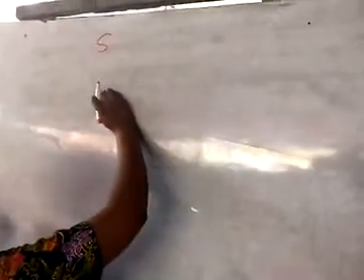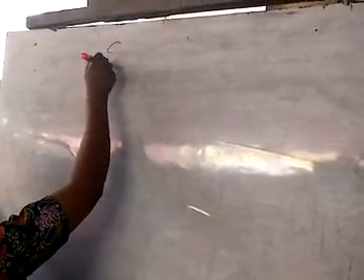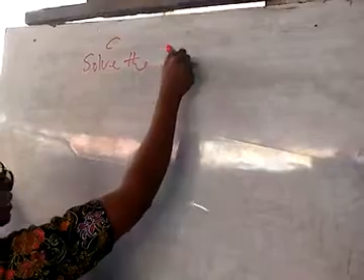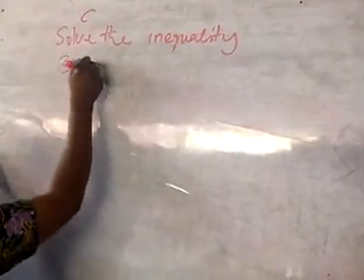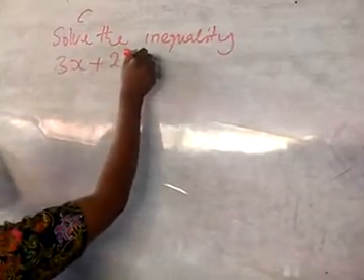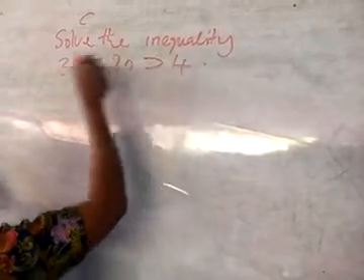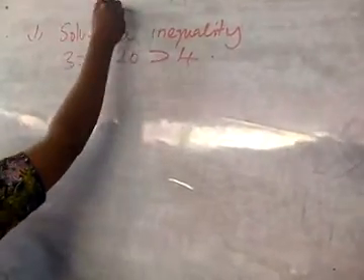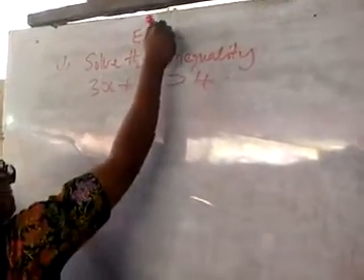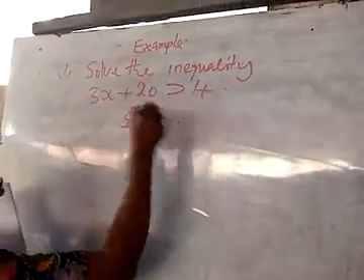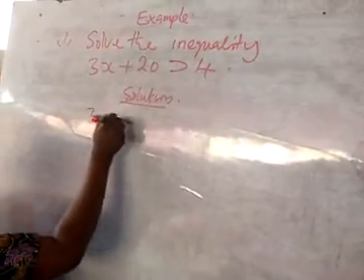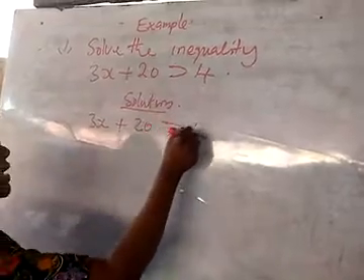Okay, now we want to solve some examples with these symbols. Solve the inequality 3x plus 20 is greater than 4. That is example number one. Solution: 3x plus 20 is greater than 4.